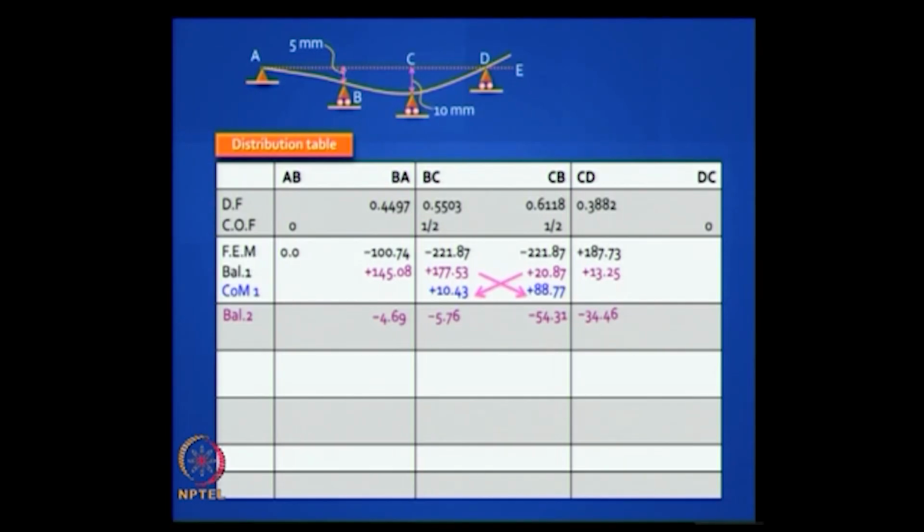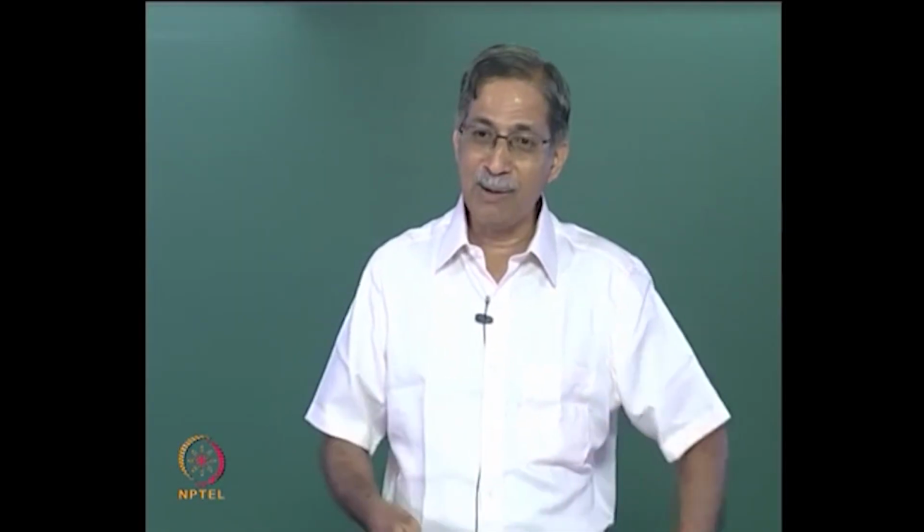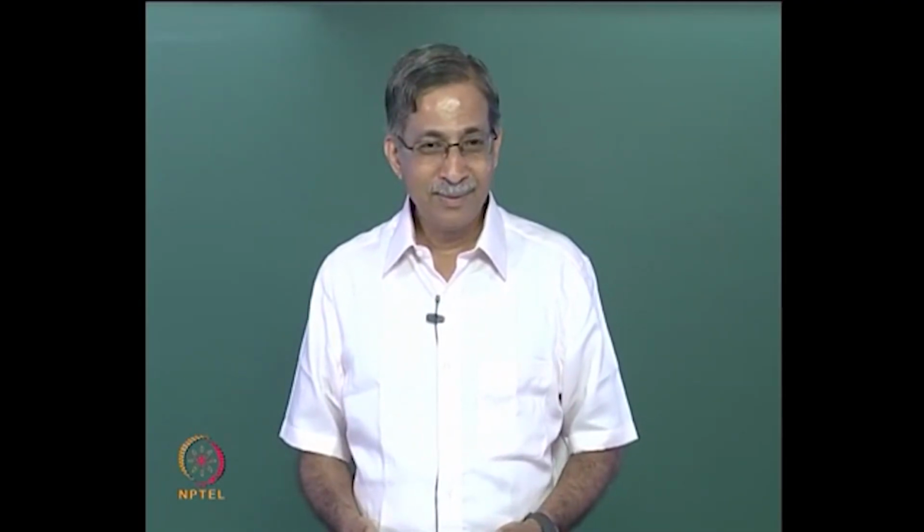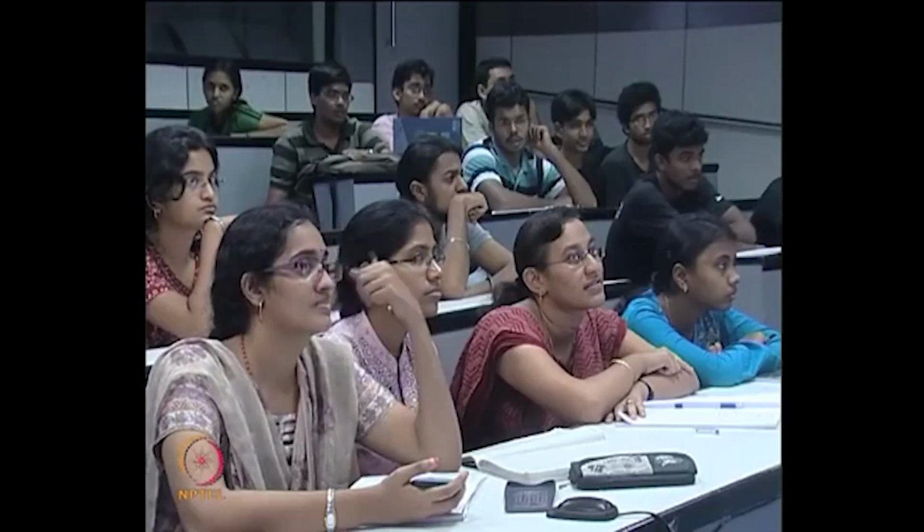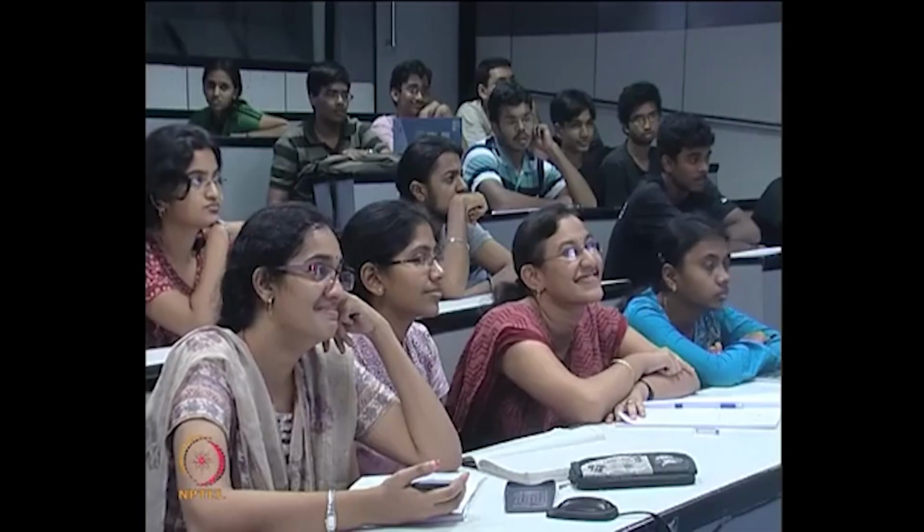Now what do you do? So this is balance number 2, carry over again, but as you go down the quantities which you carry over are becoming smaller and smaller. So when do you stop? When less than some percentage. When you have done enough number of cycles and you have got tired.